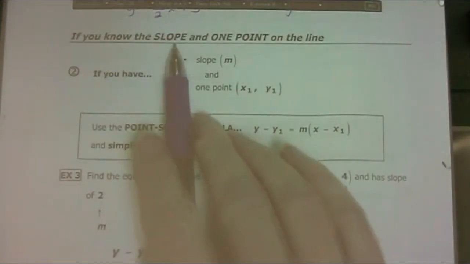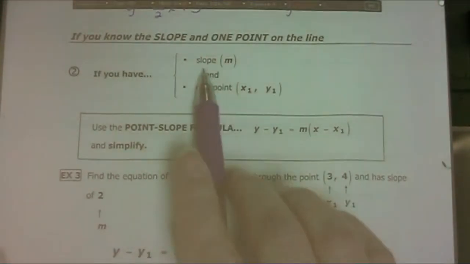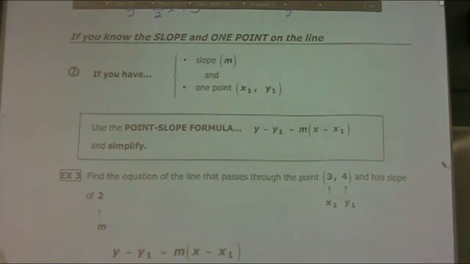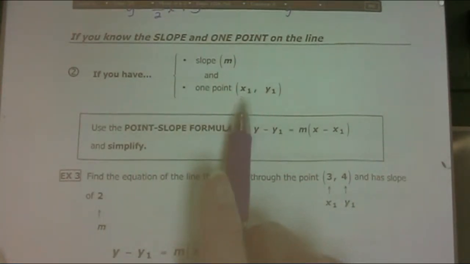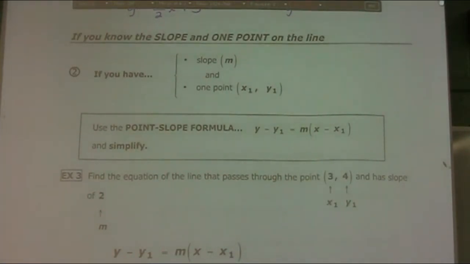So the next method applies if you know the slope and one point on the line. Okay? So the slope, and remember the slope is m, and our one point, we're going to call that x1, y1. All right? What we're going to use in order to do this is a formula. And the formula is y minus y1 equals m times x minus x1. Okay, that's our formula. And so here's what we're going to do. We're going to label everything, plug it in, and then we're going to put everything in standard form.